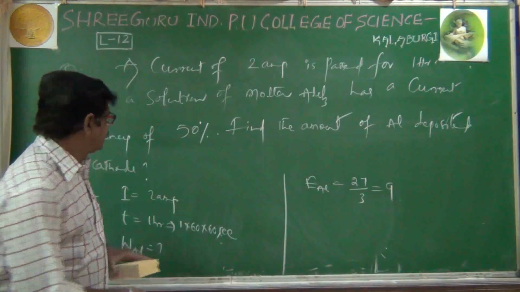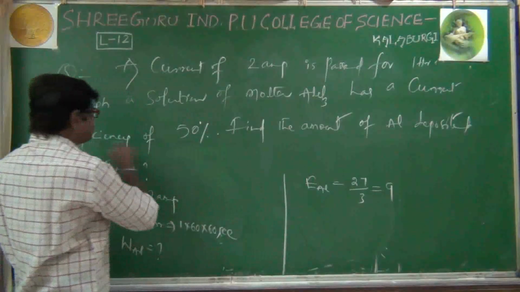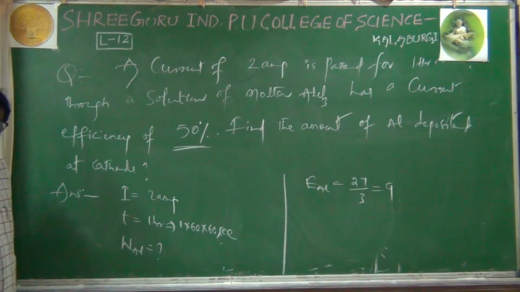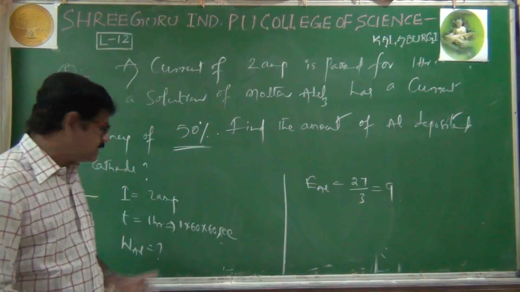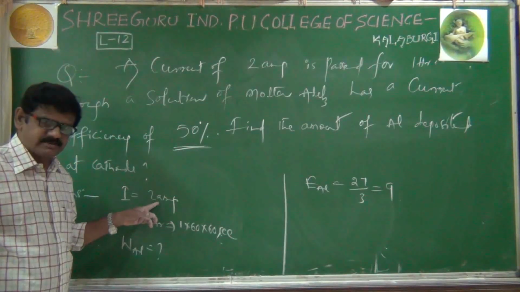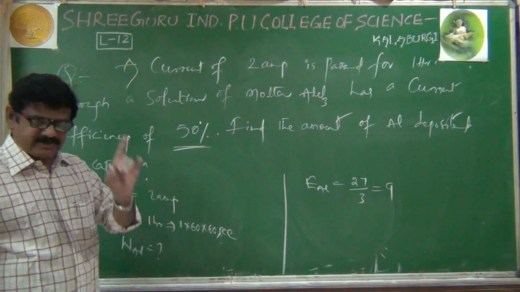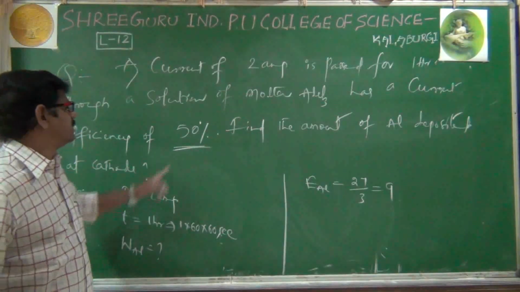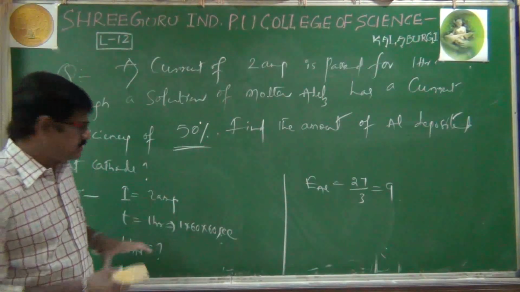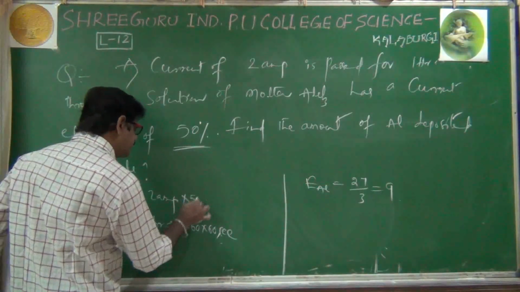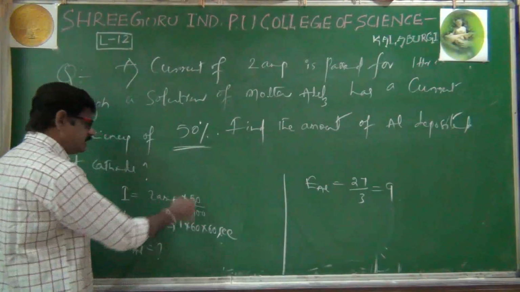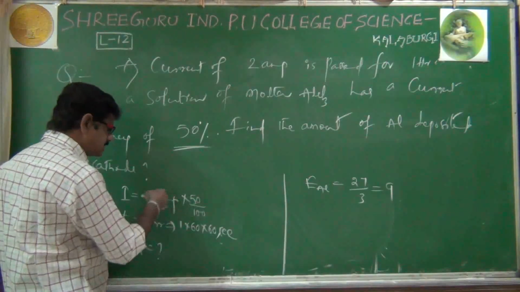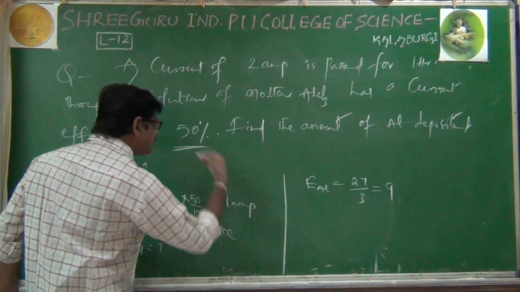Now the problem is telling that the current efficiency is 50%. Current efficiency is not 100%, it is only 50%. If current efficiency is 100%, then I value will be written as it is, 2 amperes. I'll repeat. But here only 50% efficiency will be there. Therefore, we will multiply by 50 divided by 100. 2 into 50 by 100 is nothing but 1 ampere we have to consider.